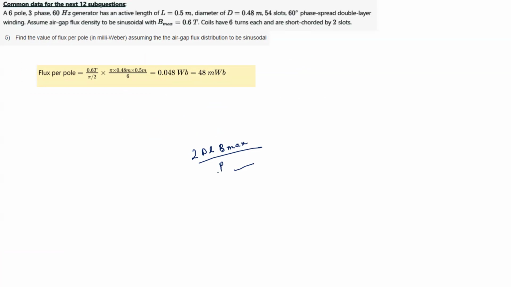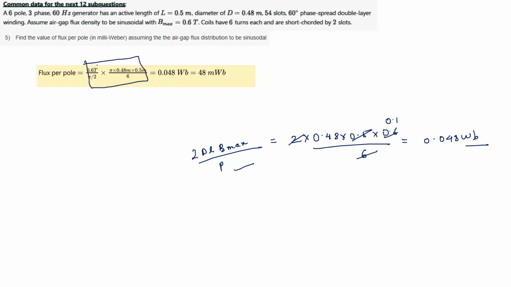So here, if you place this 2dl, B max by P, what are you getting? This is 0.1, 2 into 0.5 is 1, so 0.048 only we are getting. I don't know what has been done here, but this is what has been discussed in the SARS lecture. So you can follow this. You can take this formula of flux per pole.